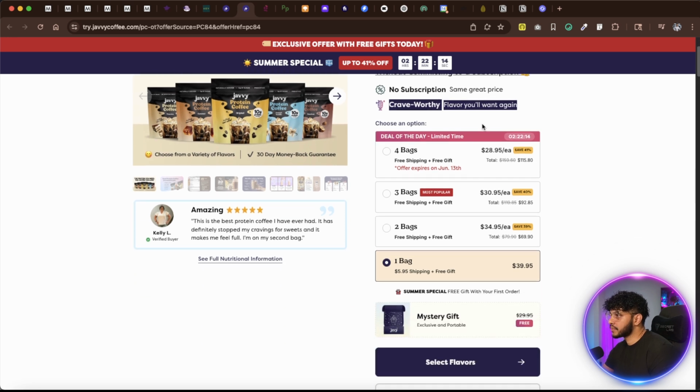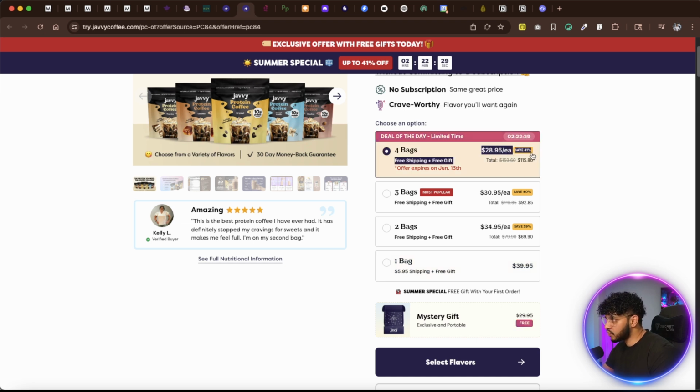First of all, you can see the breakdowns that these guys are doing. I do the same exact thing for my supplement brands in the cannabis space too. So 4 bags, you can see $28.95 each, which is 41% off. And you can see the total price here. Free shipping plus free gift. Offer expires on June 13.